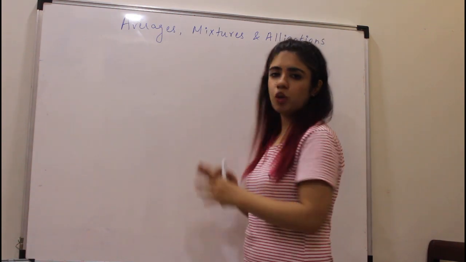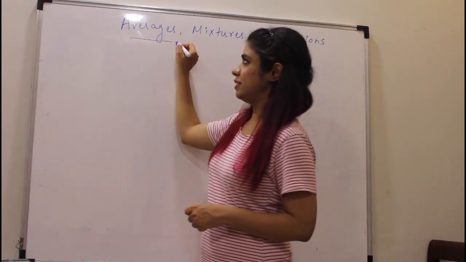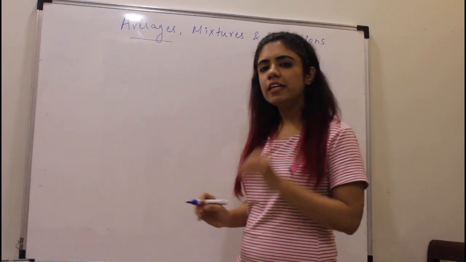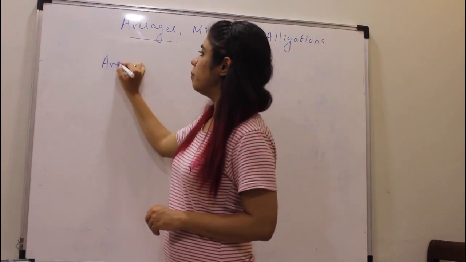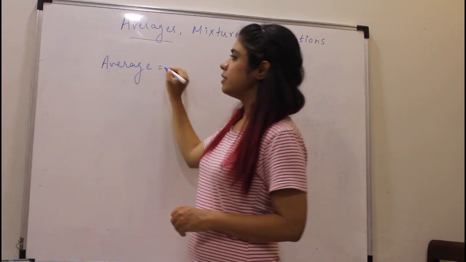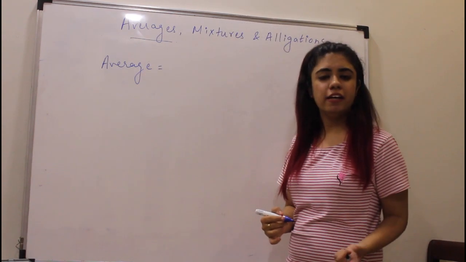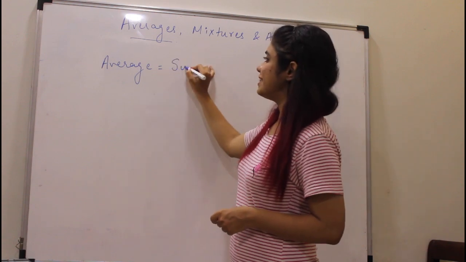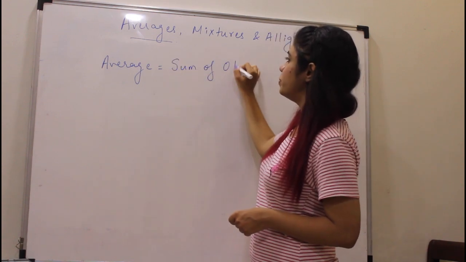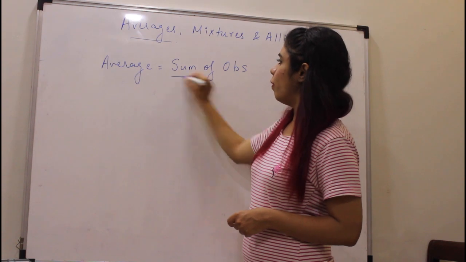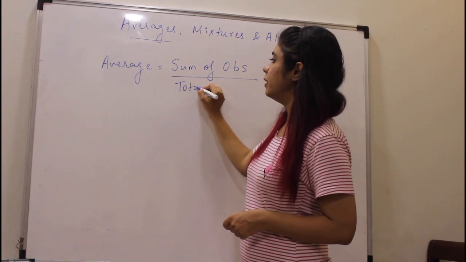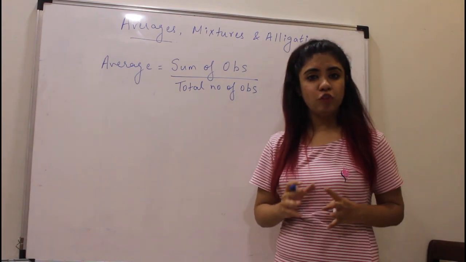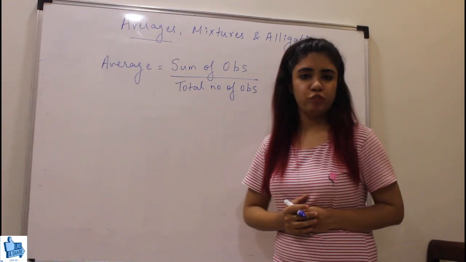So let's understand the concepts of AMA so that you can solve the sums easily. Our first topic is averages. The first A, which is averages. Let's understand what you mean by average. We have been studying since childhood, how do you calculate the average? Your average is the sum of observations upon total number of observations.